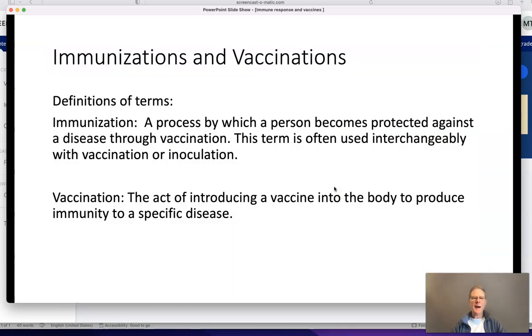Okay, all right. Let's move on to immunizations and vaccinations. Starting with definitions of terms. So, immunization, a process by which a person becomes protected against a disease through vaccination. Immunization is what happens essentially in the body. And point of fact, of course, the terms are often used interchangeably. People will talk about getting an immunization or a vaccination.